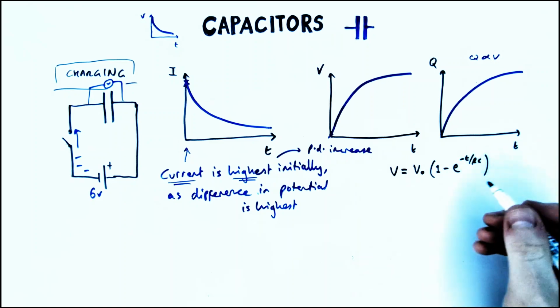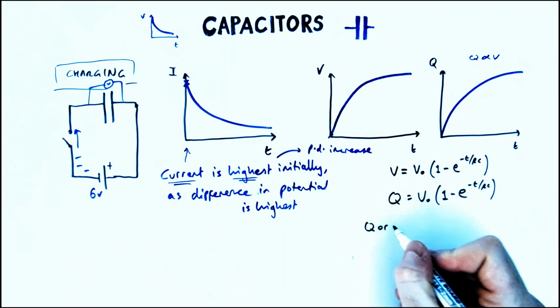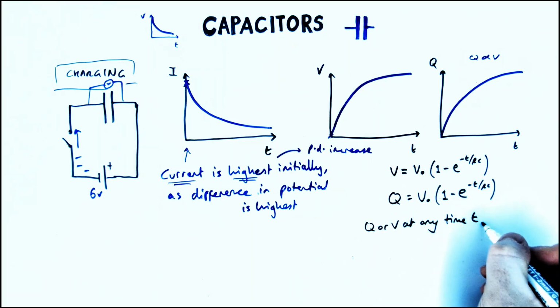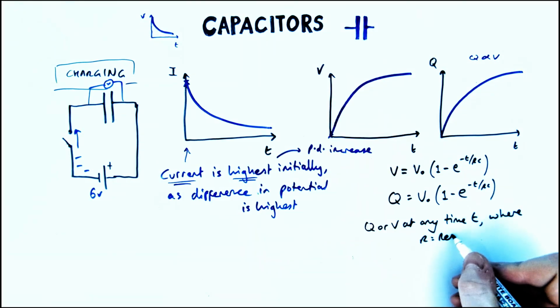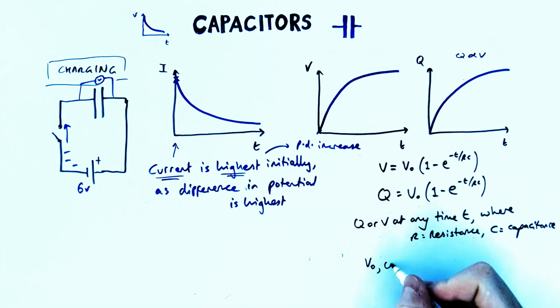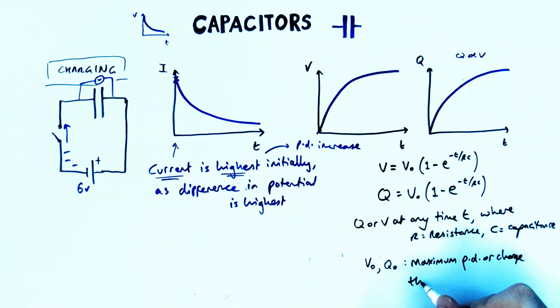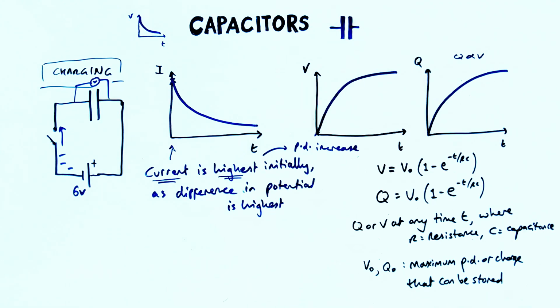Now, the expression to calculate the potential difference at any point or the charge at any point looks a bit like this. So when we're trying to find Q or V at any time t, R here is the resistance, C is the capacitance. We'll come on to what the time constant is a little bit later. But the important thing to note is that V0 or Q0 here isn't the initial voltage or the initial charge, because that would obviously be 0. It's the maximum potential difference or maximum charge that the capacitor can hold or store.